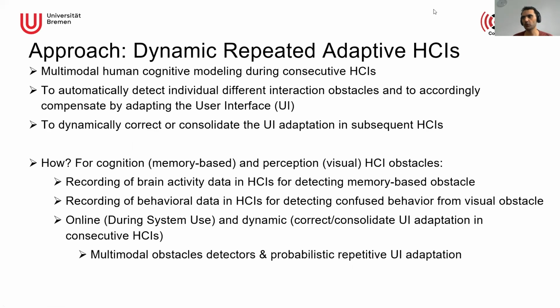So we believe that multimodal data can be recorded. Concretely, brain activity data can be recorded to detect memory obstacles, and behavioral data by encoding user actions can be recorded to detect confused behavior caused by visual obstacles. And then both the memory obstacle detector and the visual obstacle detector can be integrated under an overarching probabilistic model to decide for the most suitable, most probable user interface adaptation for each session, because this can be dynamic in consecutive sessions.